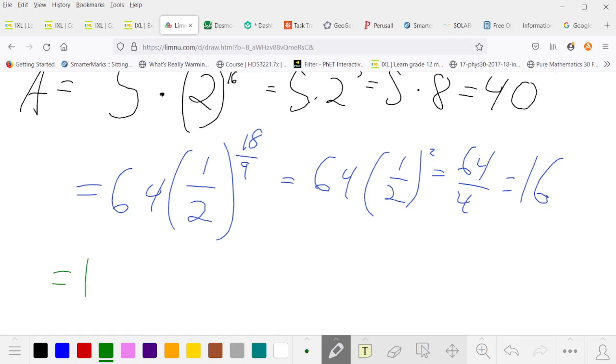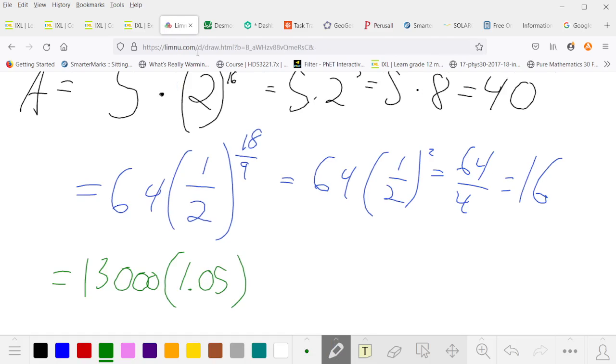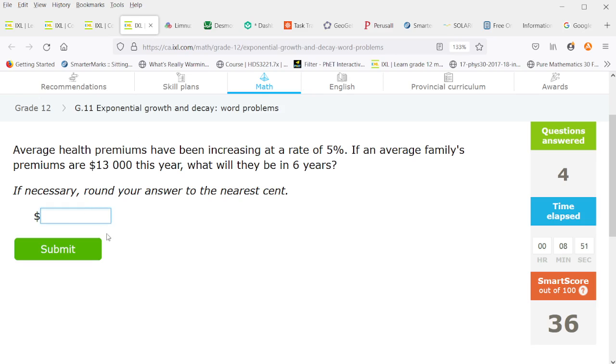So our initial amount was 13,000. We have 1.05, which is 105% as a decimal, and it's 5% per year. We are looking at 6 years, so we have that to the exponent 6. We're about $17,421.24 after rounding to the nearest cent as per the question.